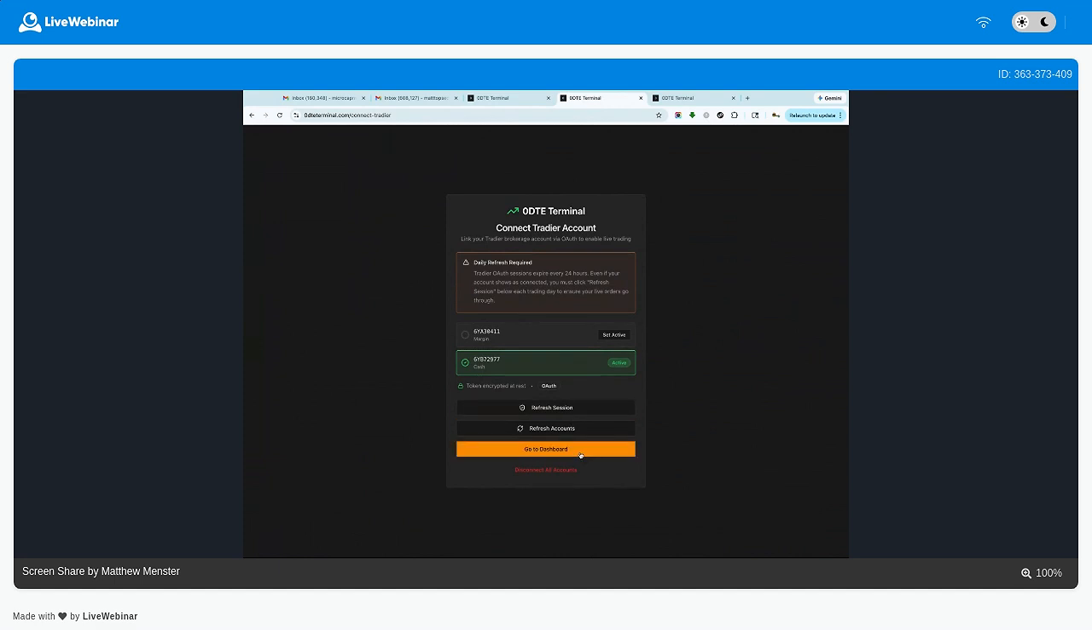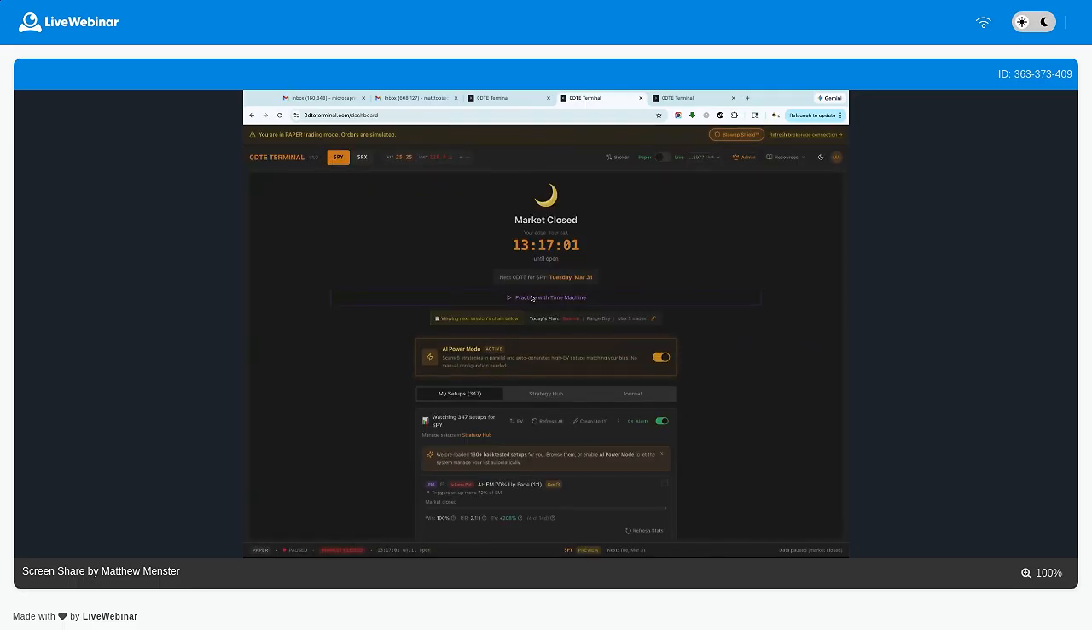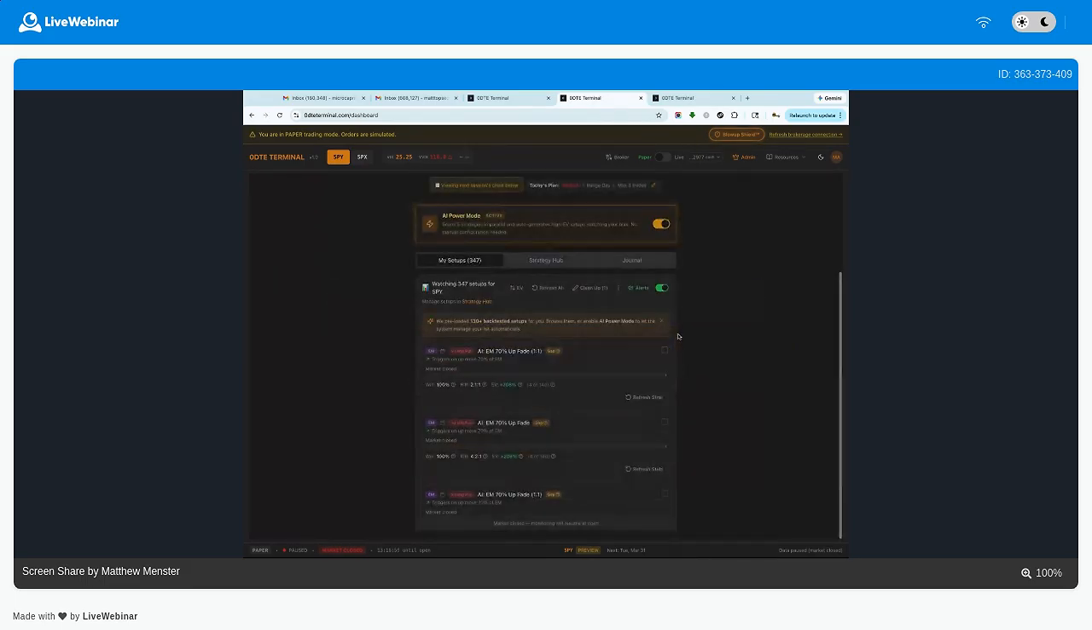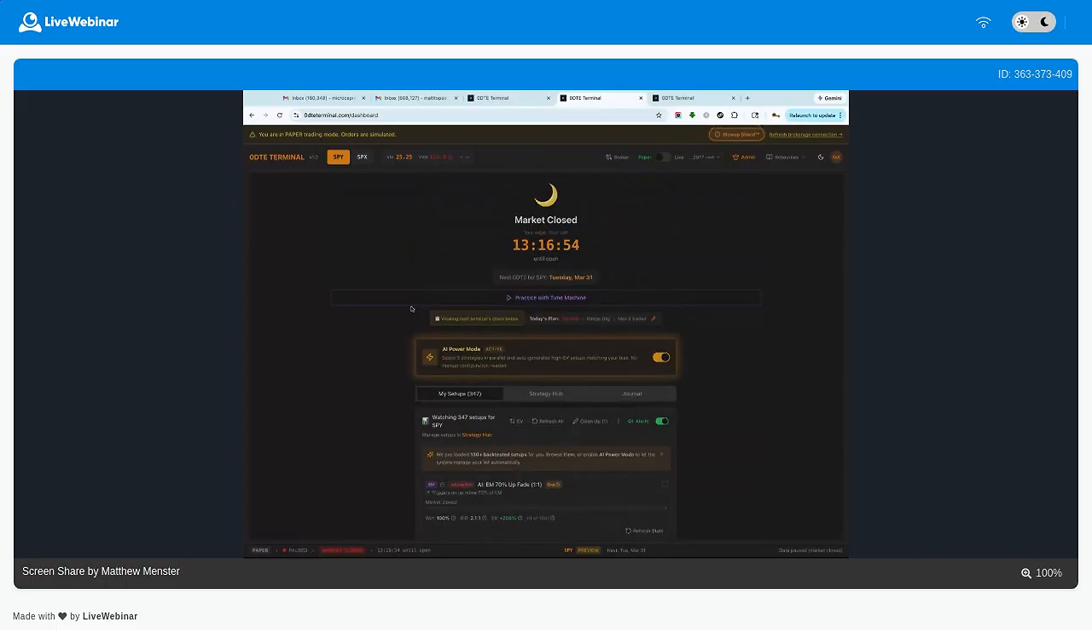Now, what you'll do next is just trade. Go to the dashboard, and when the market's open, there will be a green button here that says enter live trading. Then you pretty much just trade the same way I showed you how to do it in paper mode, in the time machine.